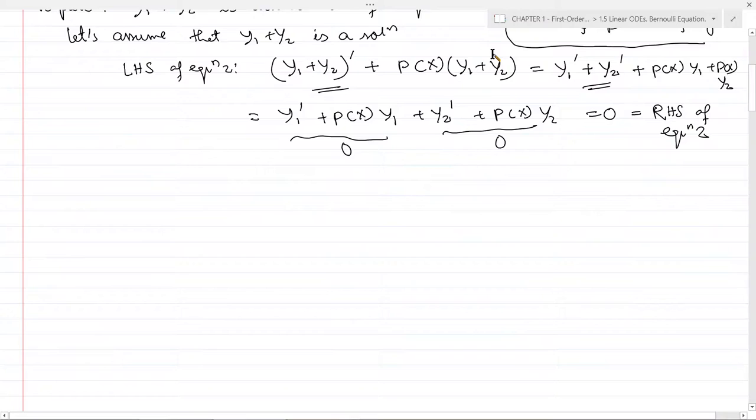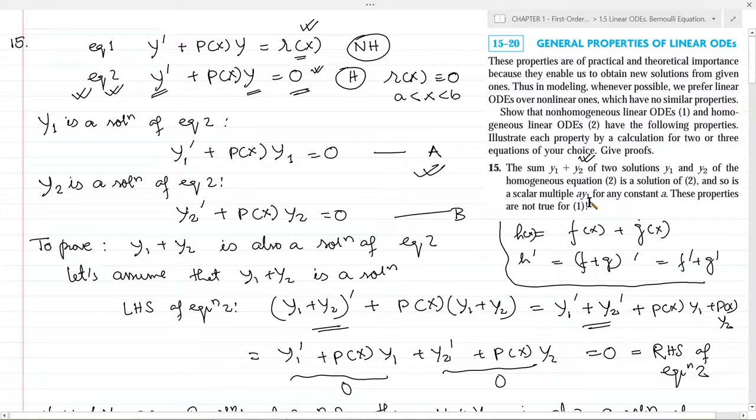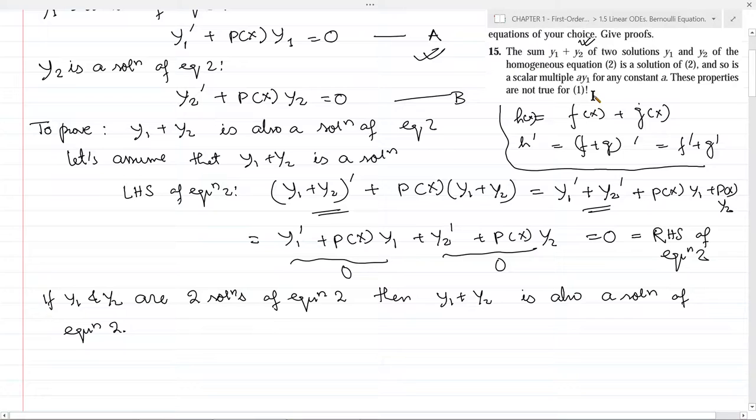if y1 and y2 are two solutions of equation 2, then y1 plus y2 is also a solution of equation 2. Now, in the next step, the question is asking, what about a scalar multiple of y1? That is, if we assume that y1 is a solution, then what about Ay1?